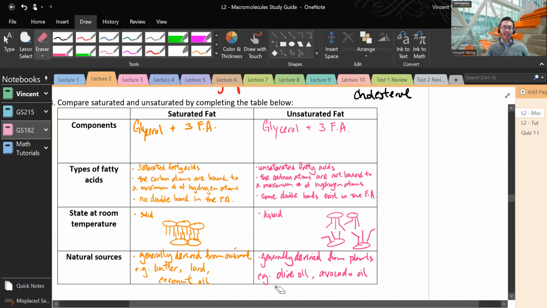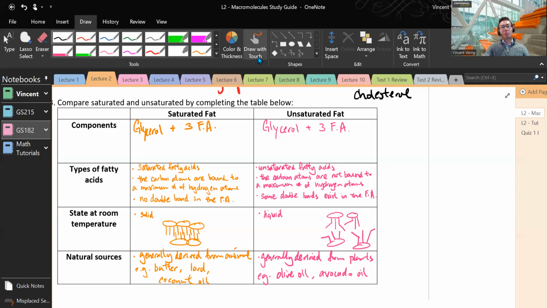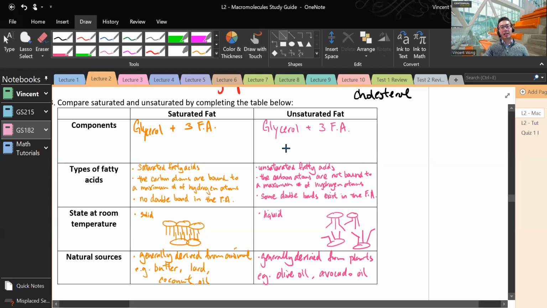But I can't really spread olive oil or avocado oil on my toast. It'll just make it soggy and drench all over the place. So what people do is they actually artificially convert the unsaturated fat into saturated fat, using what's called hydrogenation. In hydrogenation, you artificially add hydrogen to the unsaturated fat to make it into a solid state.